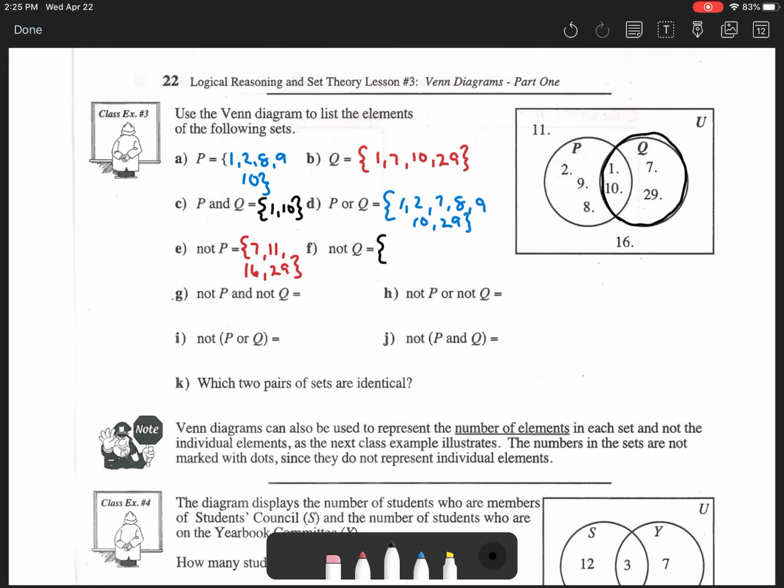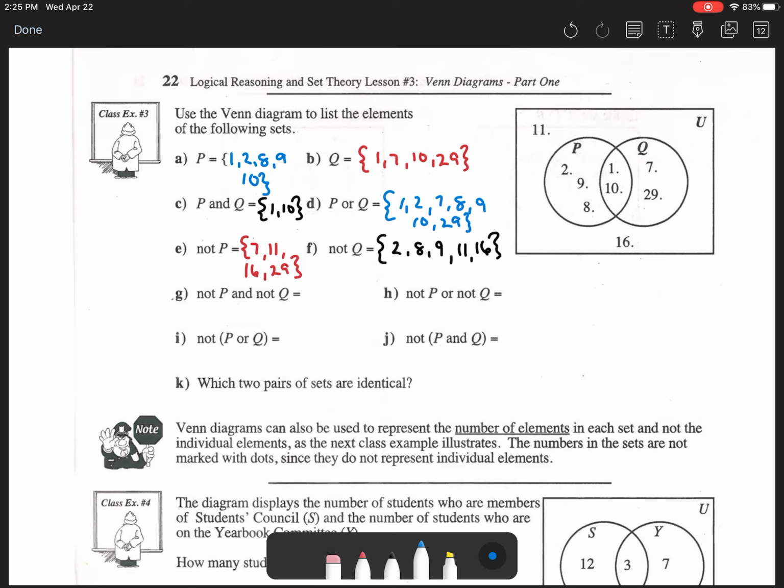Next, not Q, so same basic idea or principles. Visualize everything or take a look at everything inside circle Q, okay? And then I want everything except that. So everything except what I circled, because what I circled was Q. So that would leave me with 2, 8, 9, 11, and 16. Okay, so that is not Q.